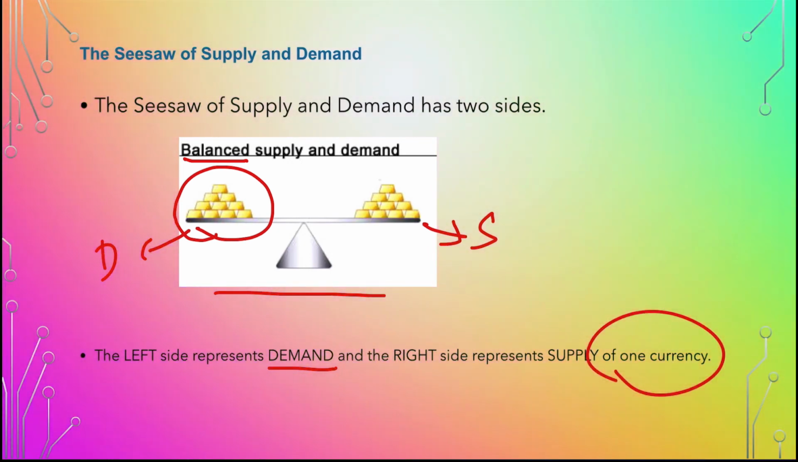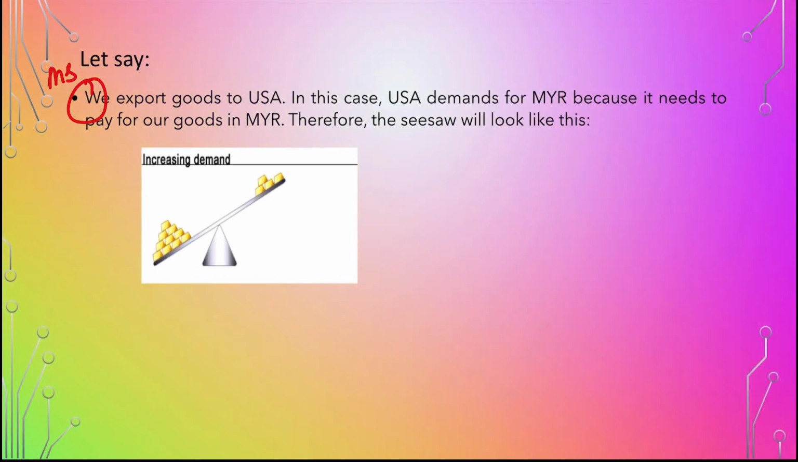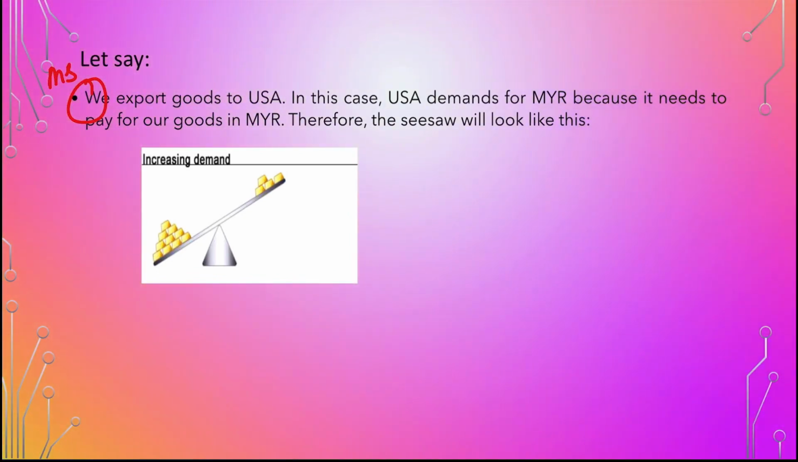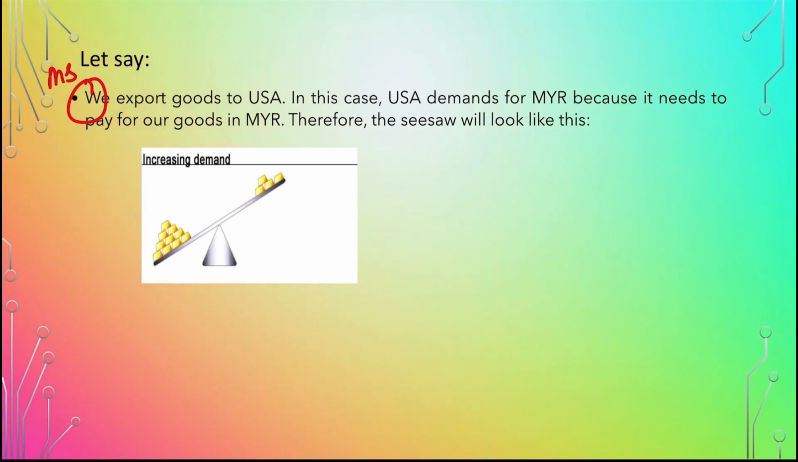Let's say we export goods. We here refer to Malaysia. Export goods to USA. In this case, the US demands Malaysia ringgit because it needs to pay for our goods in Malaysia ringgit. Therefore, the seesaw will look like this.